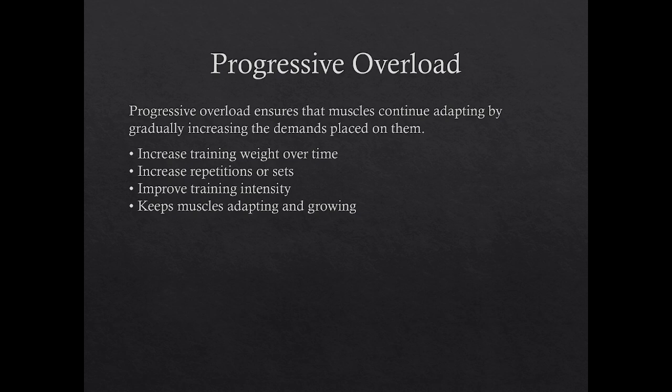One of the most important principles of muscle growth is progressive overload. This means gradually increasing the demands placed on your muscles over time. You can achieve progressive overload by increasing the weight you lift, performing more repetitions, adding more sets, or improving training intensity. Without progressive overload, muscles adapt to the workload and growth eventually slows down.